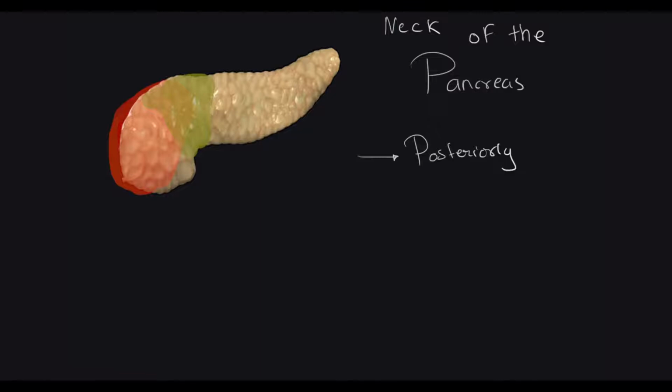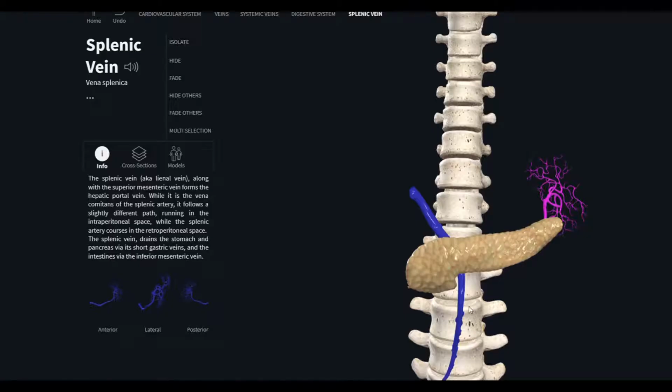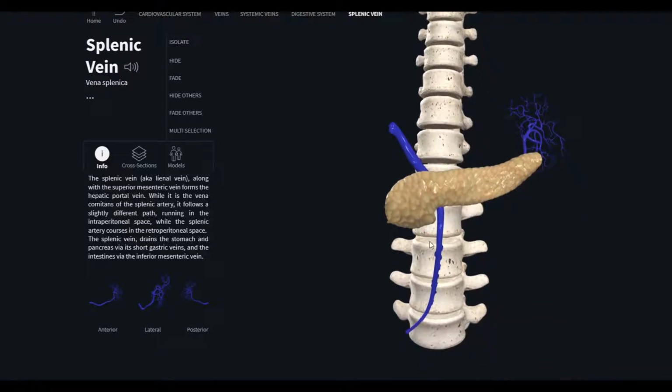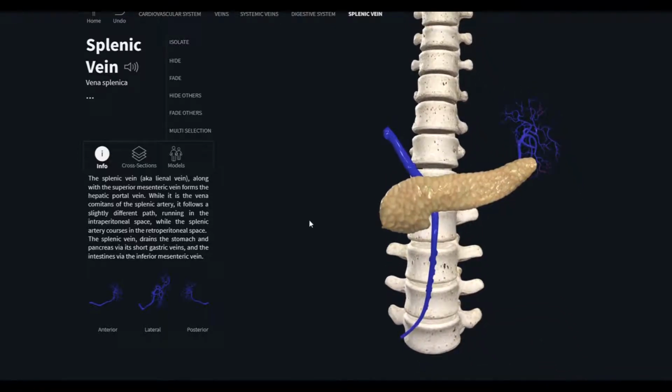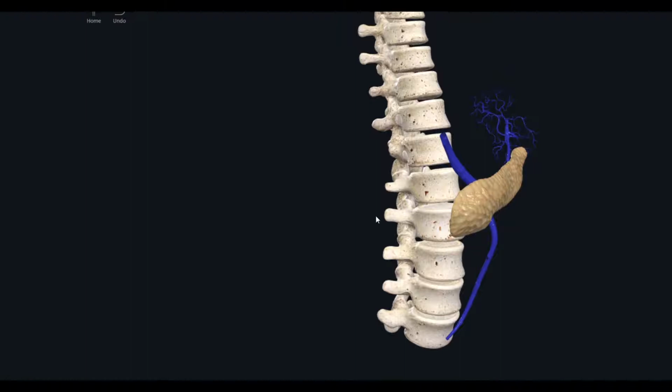Posteriorly, behind the neck of the pancreas, we can see the junction of the portal vein, the splenic vein, and lastly the superior mesenteric vein. If you observe it in the atlas over here, you can see that it's quite visible. So that's the pancreas right there. And if you rotate the structure posteriorly, so I'm going to rotate the structure posteriorly here, you can see that. Just a second.